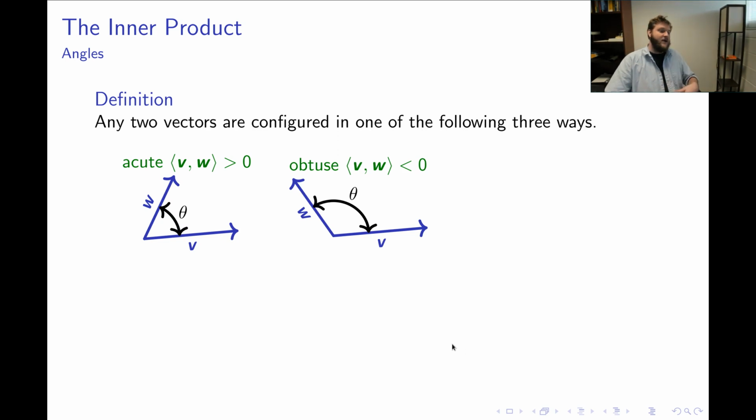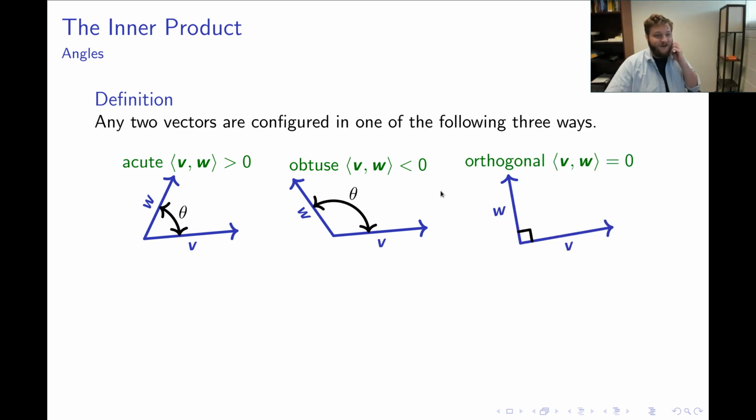Another possibility is that the angle between our two vectors is an obtuse angle. That means that the angle is larger than pi over 2. And this is exactly the situation where the cosine of that angle is negative, which is the same thing as saying that the inner product of those two vectors is negative. And of course, the only category missing here is maybe the most important category, and this is the situation where our two vectors form a right angle. A lot of people like to use the term perpendicular. Mathematicians really like the term orthogonal, so that's the term you'll find me using. So two vectors are orthogonal if the angle between them is equal to pi over 2.